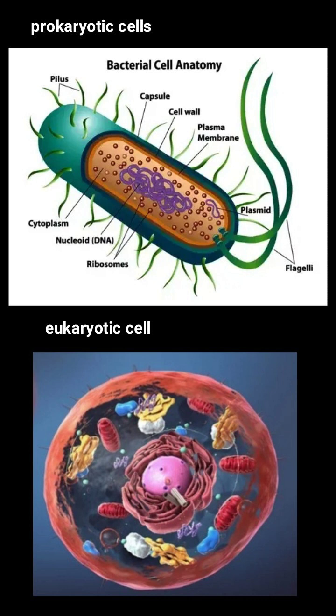Overall, the structural differences between prokaryotic and eukaryotic cells are numerous and significant. These differences contribute to the different functions and capabilities of the two types of cells and are essential to their respective roles in the natural world.